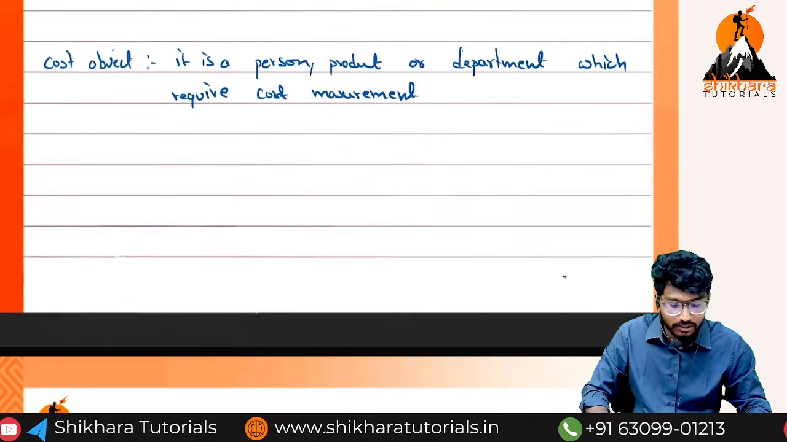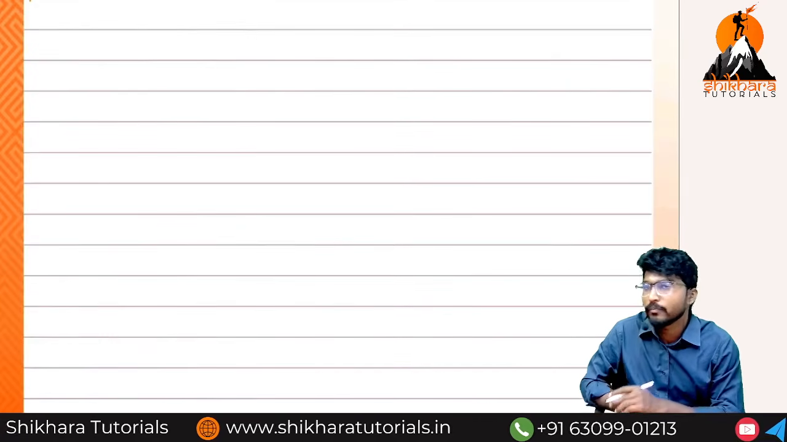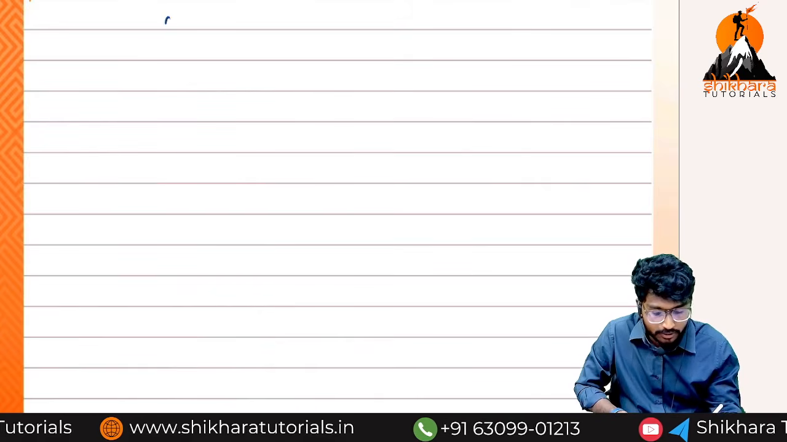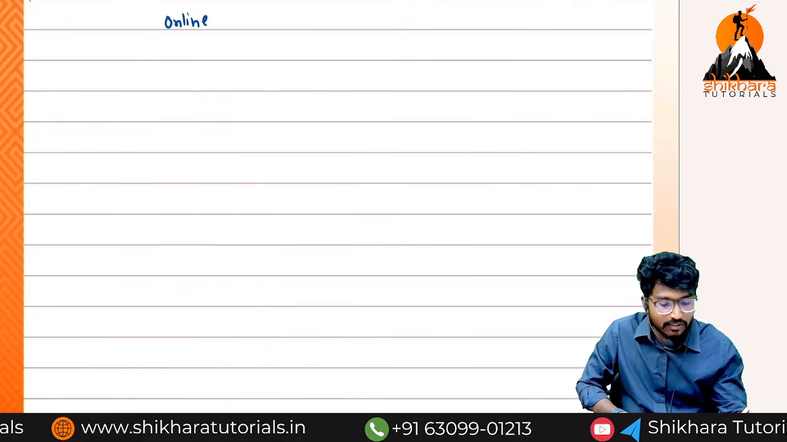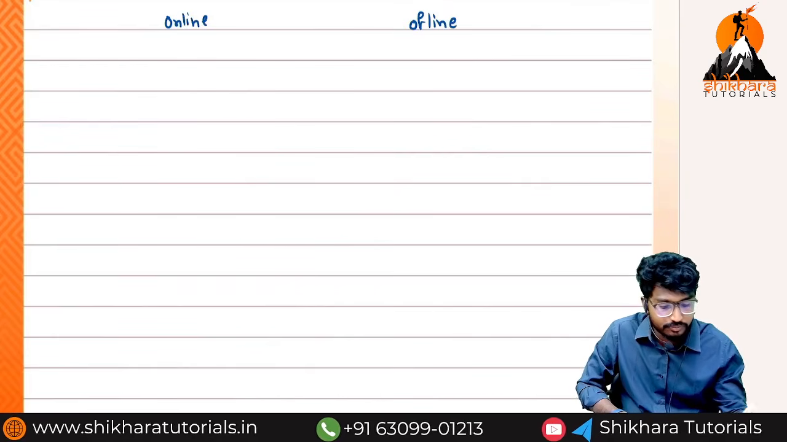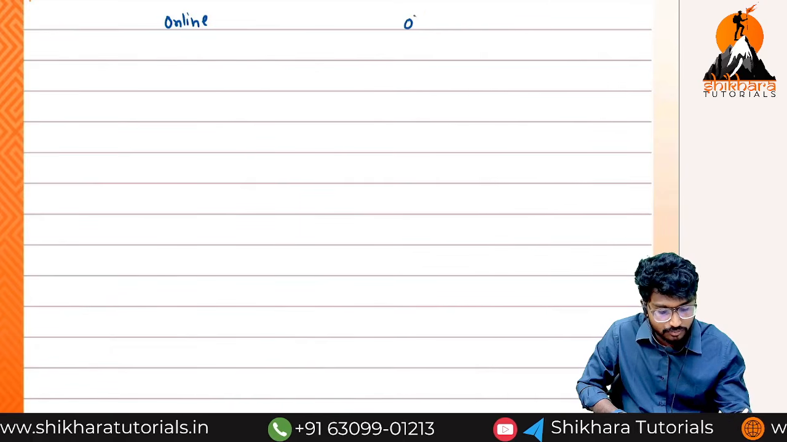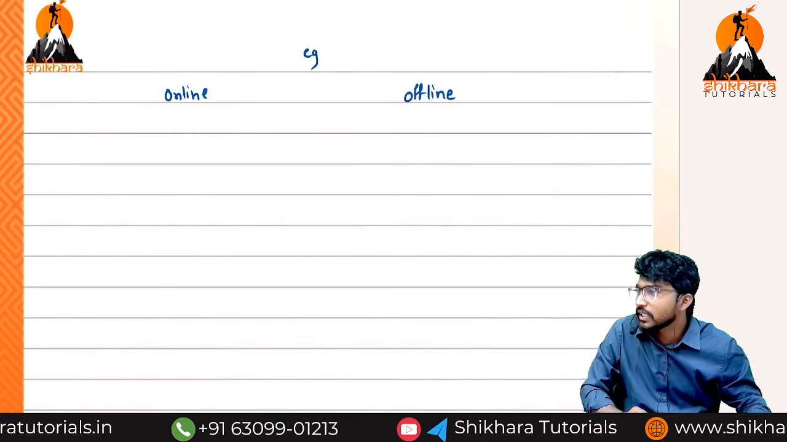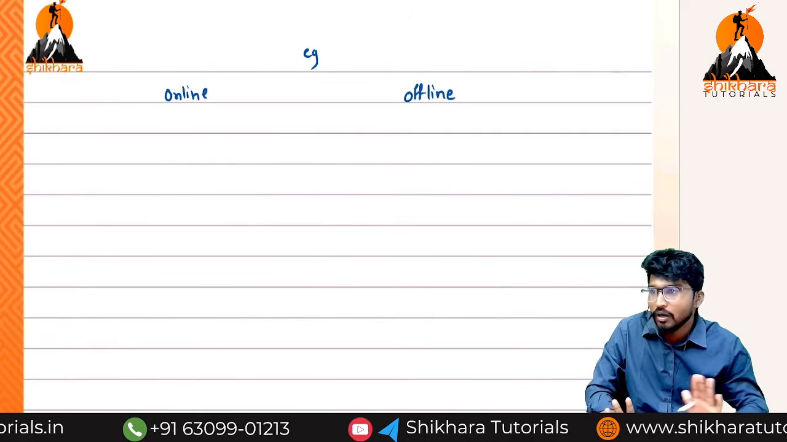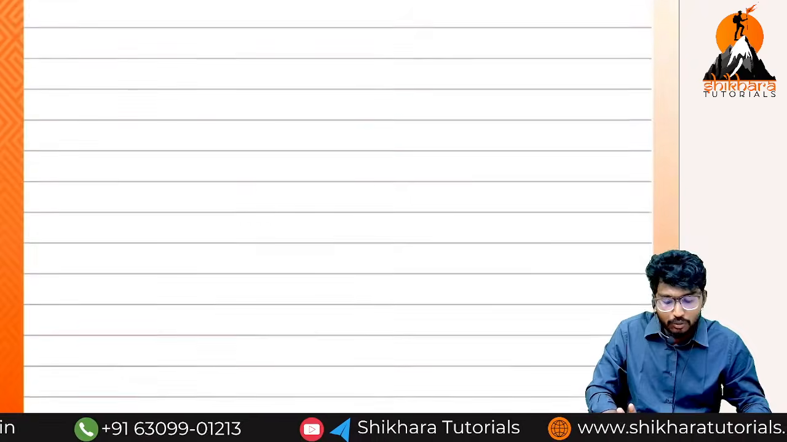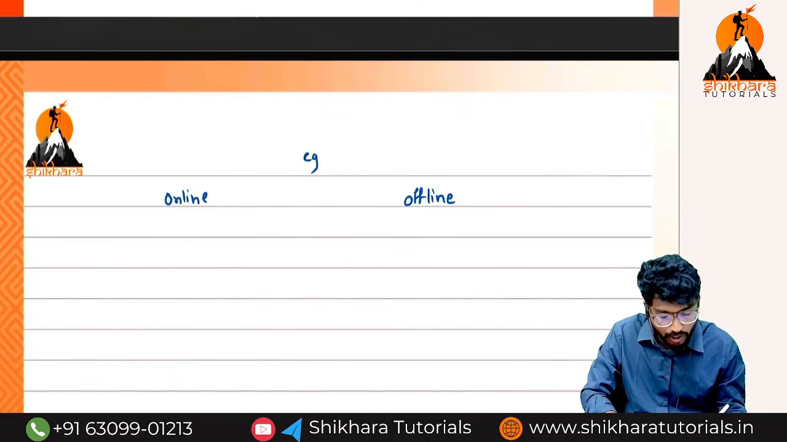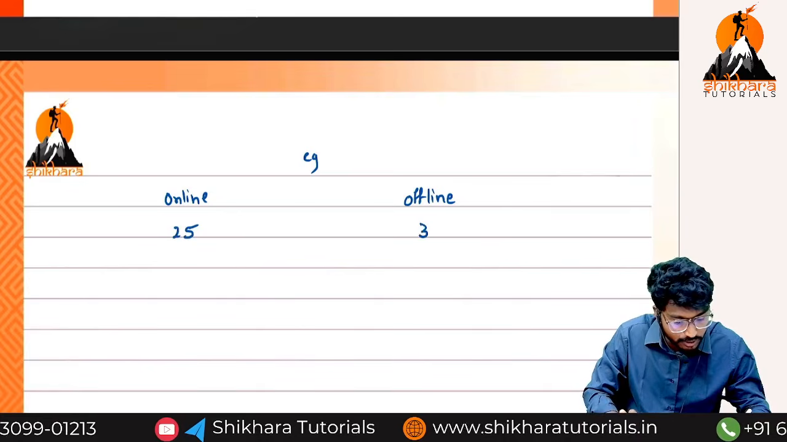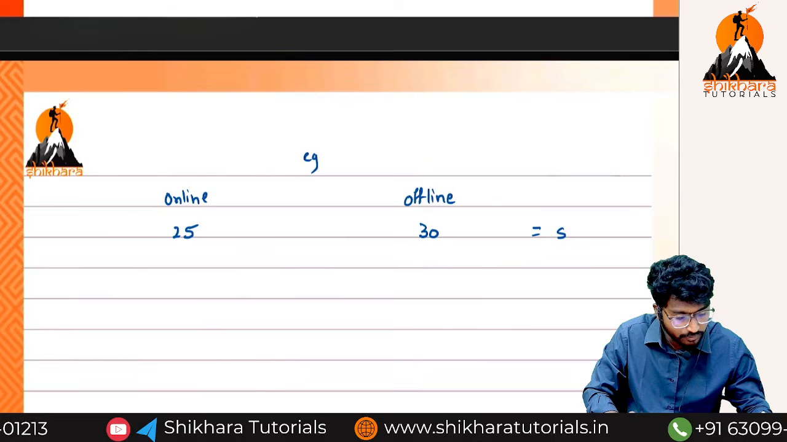No. Now I will tell you one example. Like our Shikharatutorials is giving two types of classes. One is online, another one is offline. It incurred two types of expenses. In online we have 25 students, in offline we have 30 students. In total we have how many? 55.